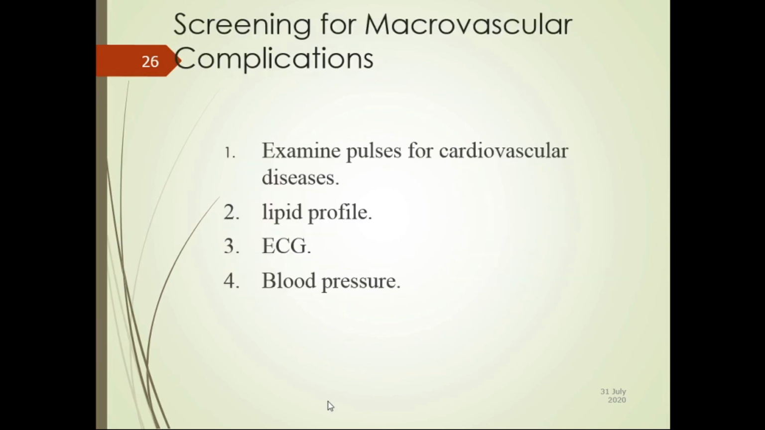Screening of macrovascular complications. We have talked about this on and on, and one of the things you need to do, of course, is examine pulses for cardiovascular disease, and we've talked about two pulses, that is dorsalis pedis and posterior tibial arteries. And then do a lipid profile, do the ECG for the heart, and of course monitor the blood pressure.